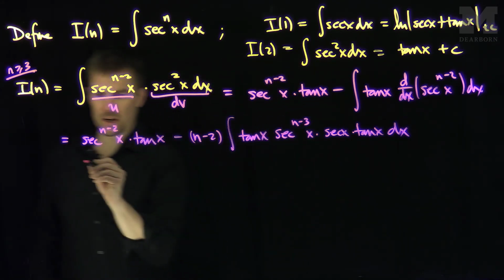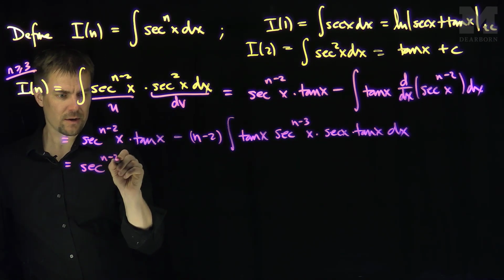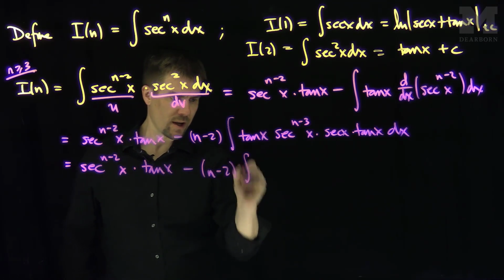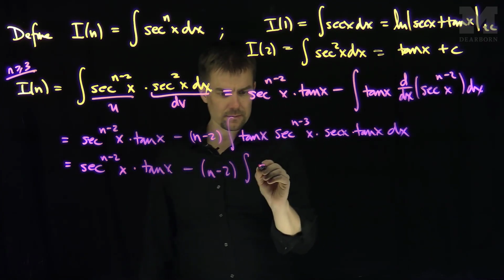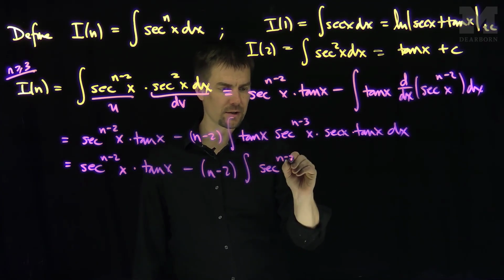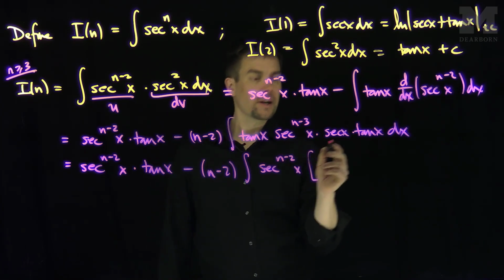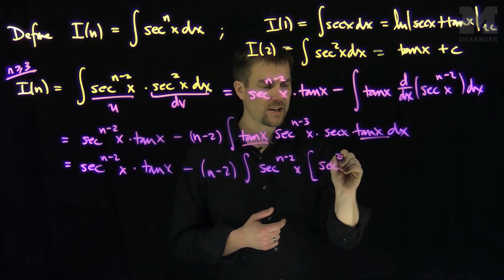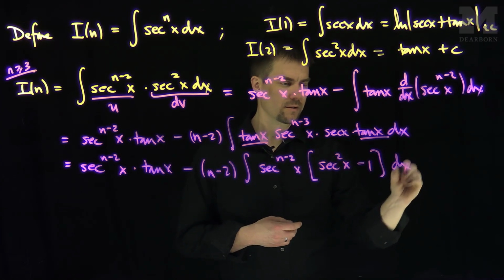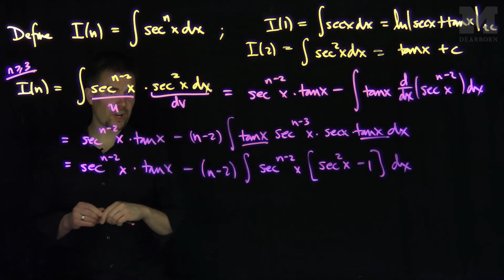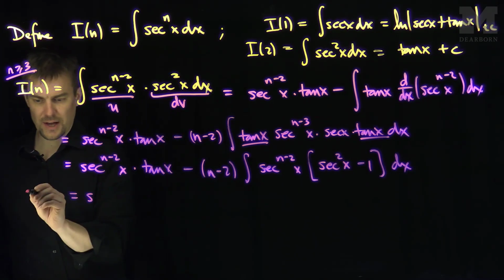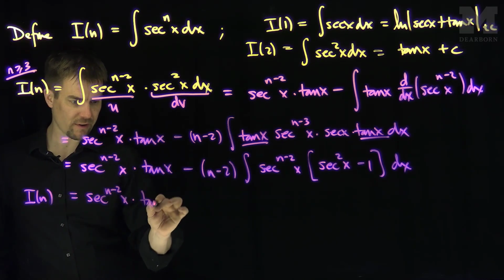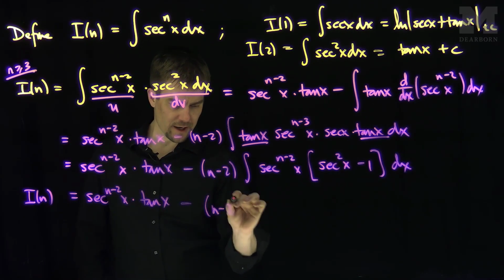And so now this integral becomes: secant n minus 2 x times tangent x minus n minus 2 times the integral of secant to the n minus 2 of x times tangent squared. But tangent squared is secant squared x minus 1 dx. Okay? Now we're in great shape, because this is I_n, of course. So I_n is secant to the n minus 2 of x times tangent of x minus n minus 2.